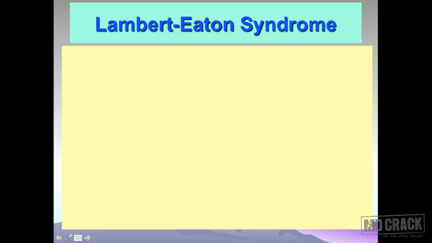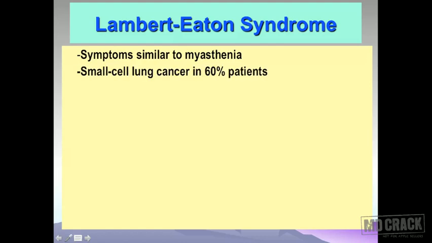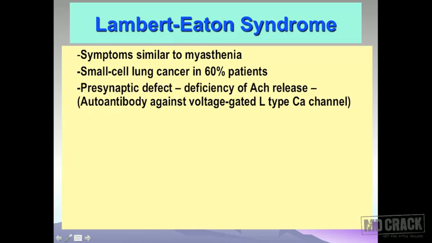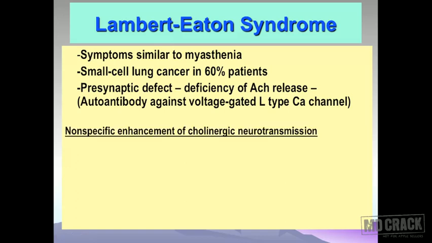There's one more syndrome called Lambert-Eaton Syndrome. I'm bringing the discussion of this in this particular module because the symptoms of Lambert-Eaton Syndrome are similar to myasthenia gravis. In addition to this, 60% of the patients are likely to have small cell lung cancer. There's a presynaptic defect, and the defect is deficiency of acetylcholine release. There is an autoantibody demonstrated against voltage-gated L-type calcium channel. So this is the pathophysiology of Lambert-Eaton syndrome.